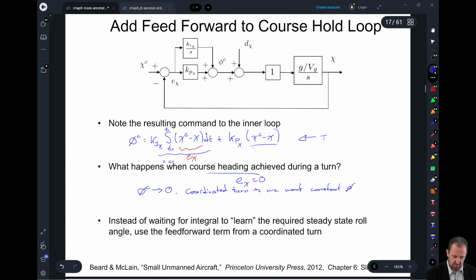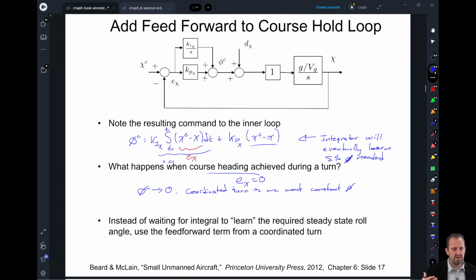Now, if we run it just like this, our integrator will eventually learn the steady state offset that is needed, the value of phi that is needed. So if we're in the turn for long enough, or if our integral is strong enough, then we will end up reaching that steady state value for phi eventually.